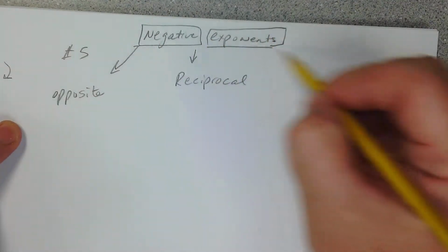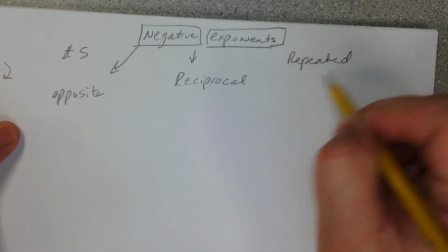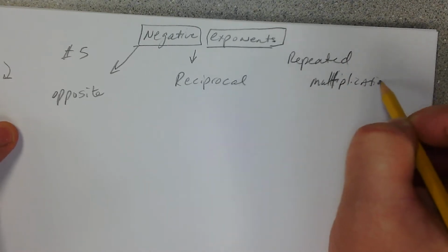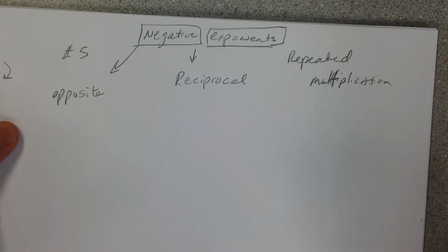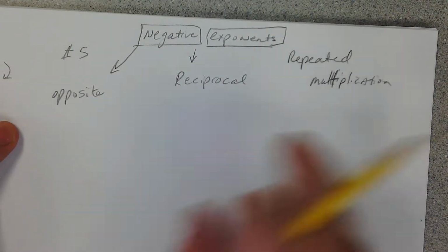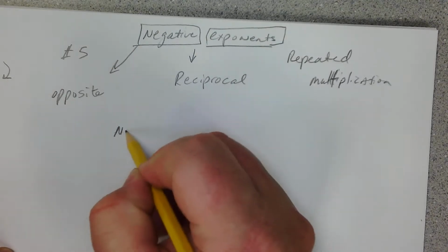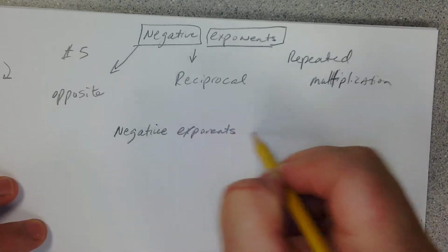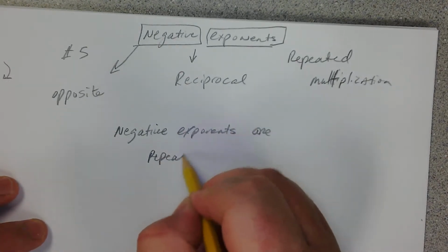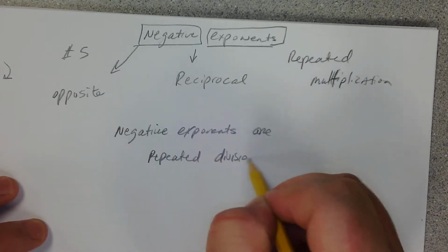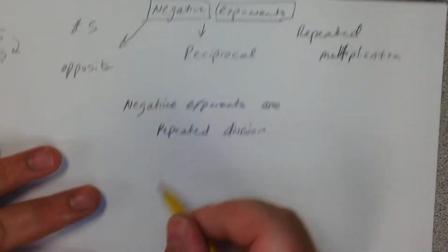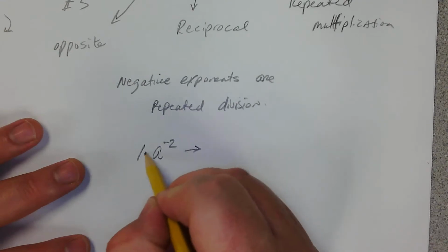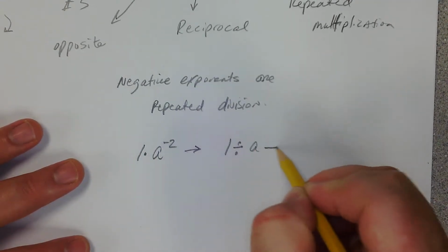Exponents are repeated multiplication, right? What's the opposite of repeated multiplication? The opposite of repeated multiplication is this. Negative exponents are repeated division. Think about that for a minute. Negative exponents are repeated division. A minute ago, we had this right here. What that really means, would you guys agree with this, is 1 divided by a divided by a.